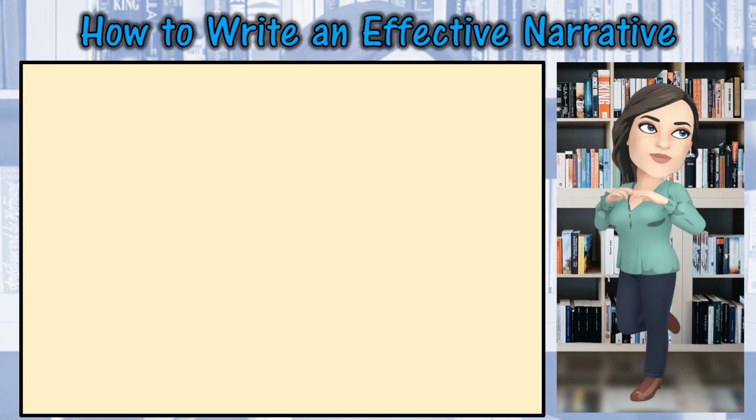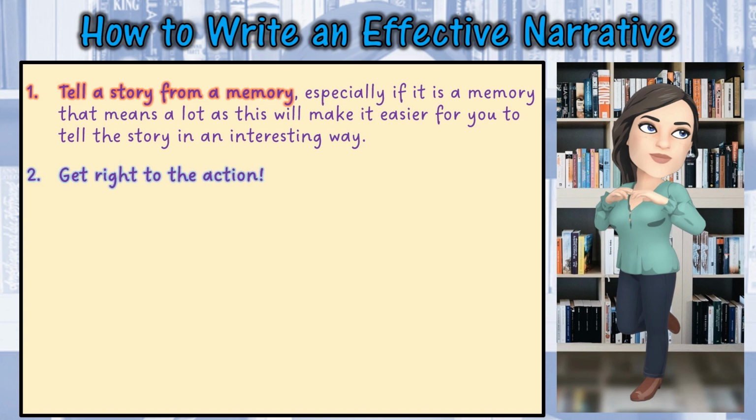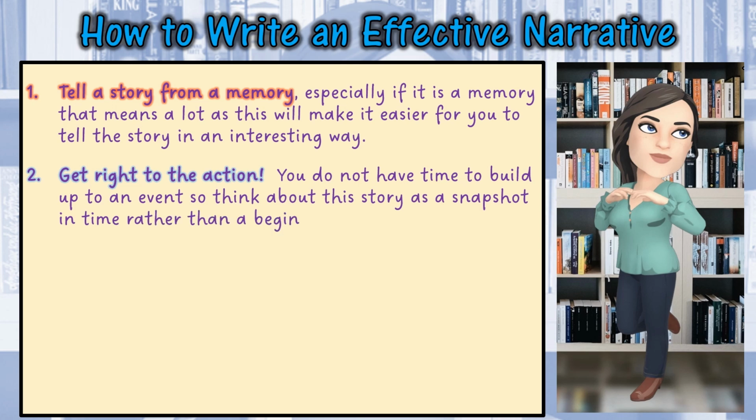So let's look at some tips to ensure that you write an effective narrative and get the most marks possible. Number 1, tell a story from memory, especially if it's a memory that means a lot, as this will make it easy for you to remember and to tell the story in an interesting way. Number 2, get right to the action. You do not have time to build up to an event, so think about this story as a snapshot in time rather than a beginning, middle and end.